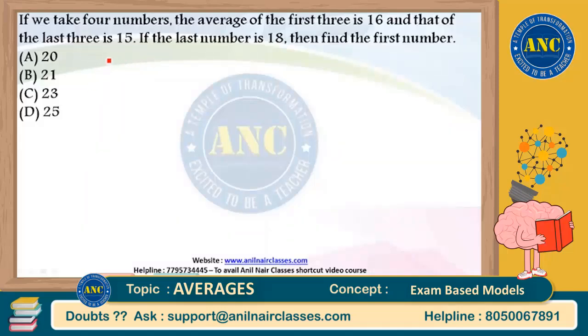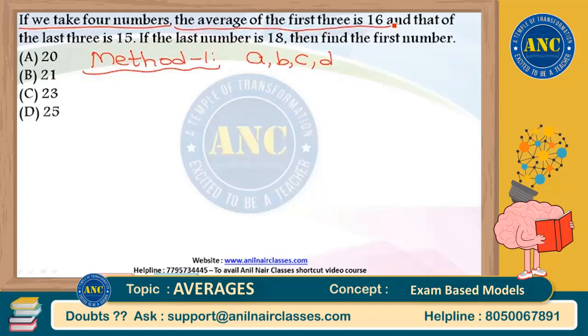See this question. Again, I will discuss this question in two methods. You decide which is the method you are comfortable with. If we take four numbers, let me call those four numbers initially as A, B, C, D. The average of the first three is 16. That means the sum is 16 into 3, which is 48.